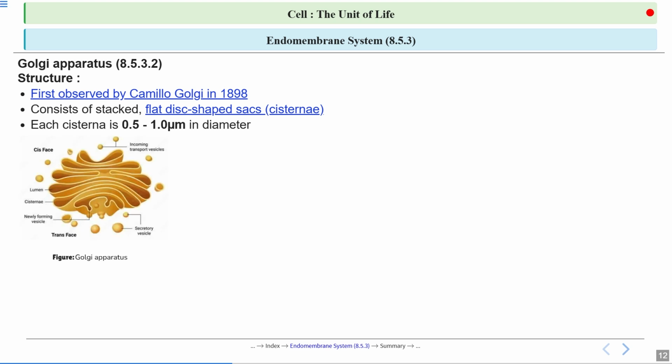Here you can see this is the Golgi apparatus. The Golgi apparatus has a cis face and a trans face. Remember this. Clear? This is the lumen here. This is the cisternae you can see here. This is the incoming transport vesicle. And these are the secretory vesicles made by the Golgi apparatus. We'll talk about this image.